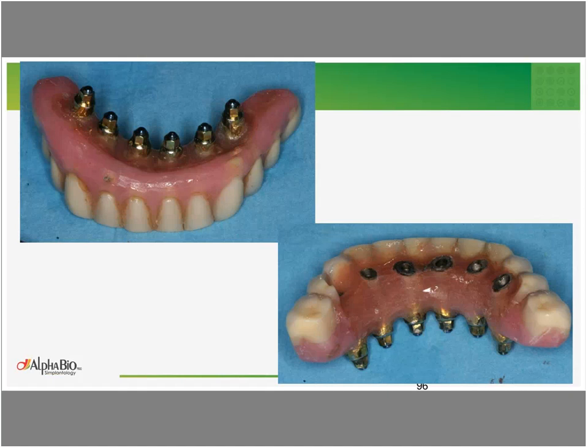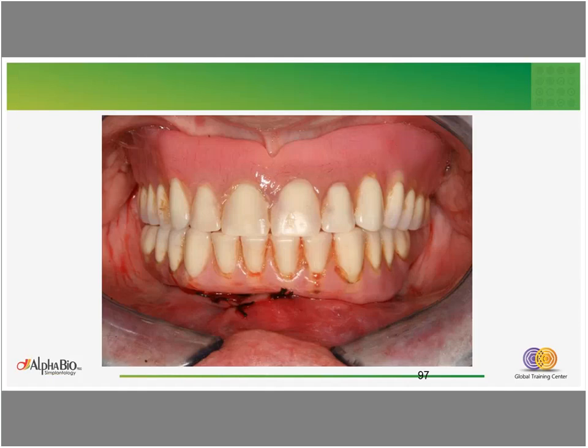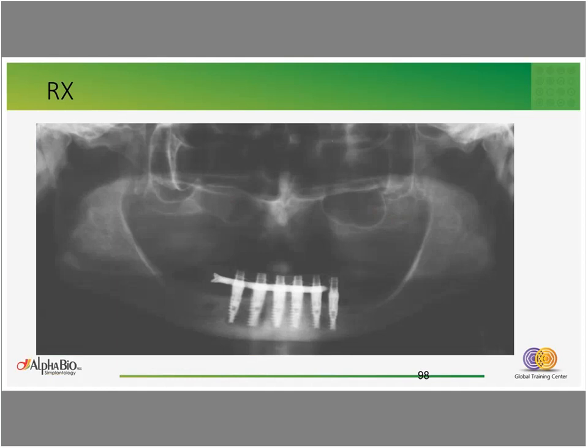The X-ray shows that we have a good insertion and positioning of the implants, and we have good connection between the abutments and the implants. It's very important to make this double check to see the implant position relative to the nerve and to see that the abutments are firmly connected to the implant.